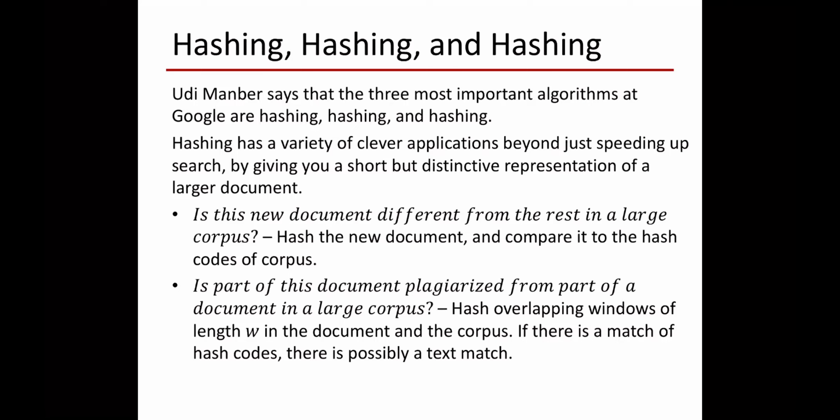The application is checking whether a new document is different from the rest of a large corpus. How can you find out your document is original out of the large data set? Any comment? Using hashing is the key.